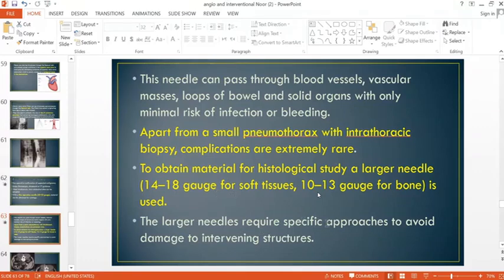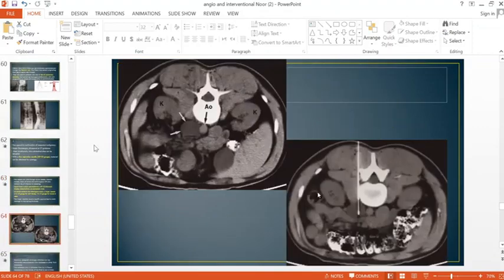Larger needle requires specific approaches to avoid damage to the structures because you cannot pass such a needle through bowel or through vascular masses because it will lead to complications such as infection or hemorrhage. So this is an example of sampling a lesion in the abdomen using percutaneous needle biopsy to obtain material with this minimally invasive procedure.